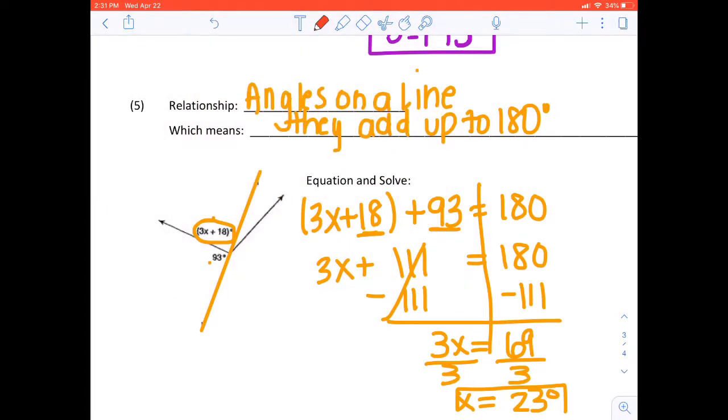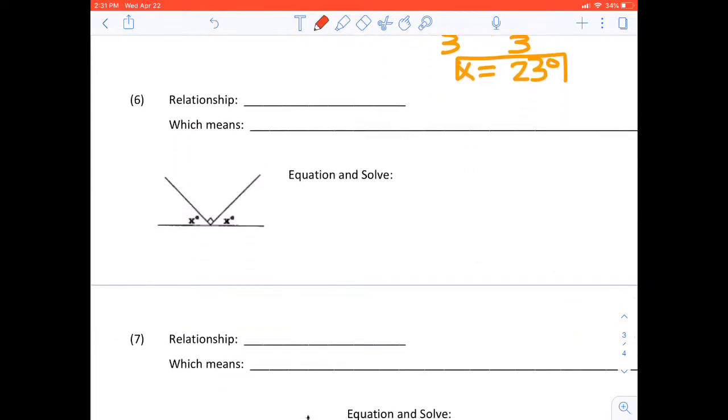All right, number 6. Okay, this angle actually has 3 angles. We have 2 x's, an x and an x, and then we have this little box here which tells us that this is a 90-degree angle. As soon as you see that box, you should be writing 90 degrees. Now these 3 angles form a straight line I just drew. So these again are called angles on a line.